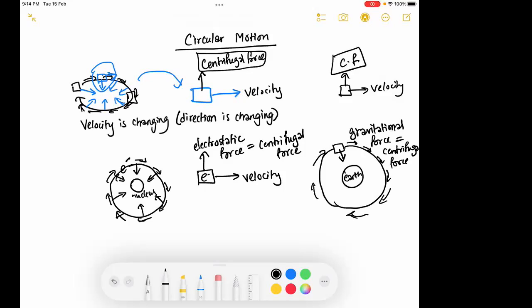Yeah, the formula F equals mv squared divided by r, you're going to learn that in A levels. It's not necessary right now.